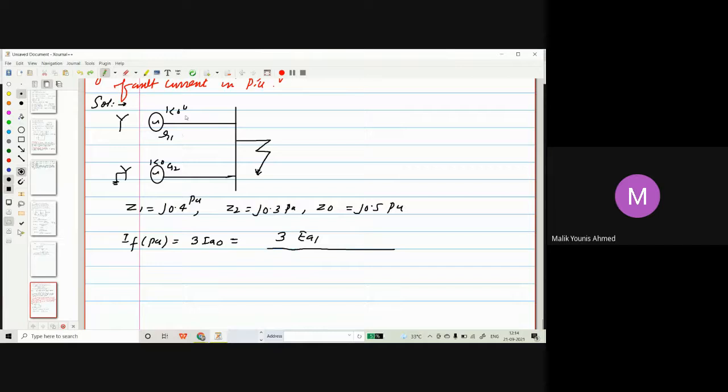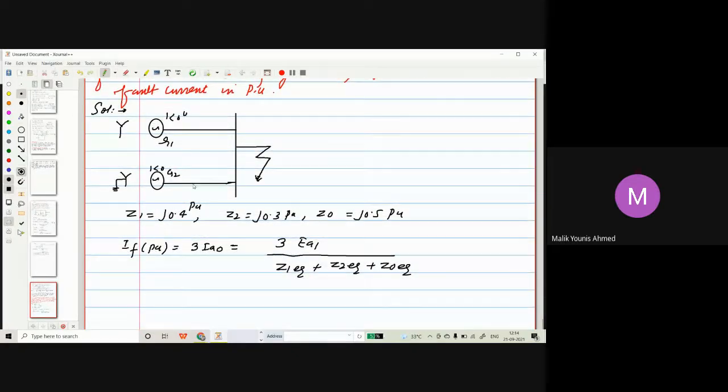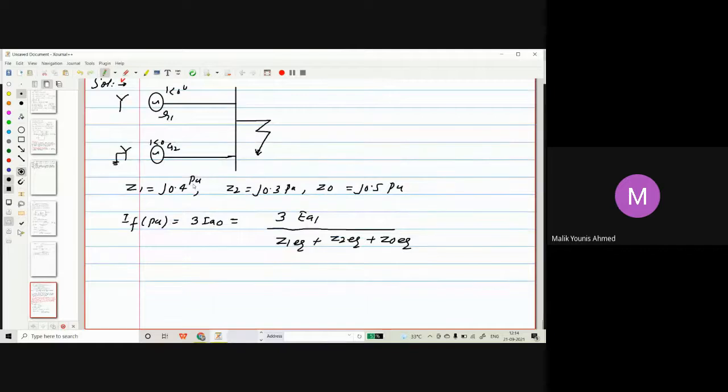Why? Because we have two generators in parallel. So what we are going to write? We are going to write Z1 equivalent. थोड़ा सा क्वेश्चन डिफरेंट है. Z2 equivalent plus Z0 equivalent. We should have written Z1, Z2 plus Z0, but that's not the case because two generators are in parallel here. So whatever the equivalent impedances, positive sequence, negative sequence, and zero sequence will come, that we have to get. So how we are going to get that? Let me have a look here. Let me draw it again. Let us find Z1 equivalent circuit.